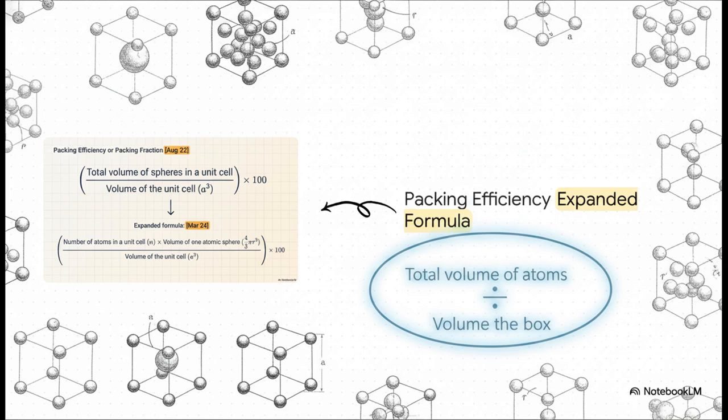This formula is actually super straightforward. On the top, the numerator, we're calculating the total volume of all the atoms present. On the bottom, the denominator, we put the total volume of the unit cell box itself. Divide the two, multiply by 100, and boom, you have your efficiency percentage.